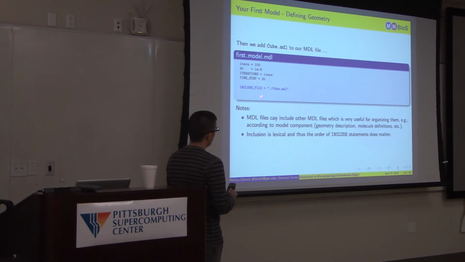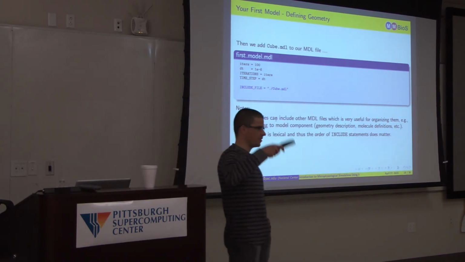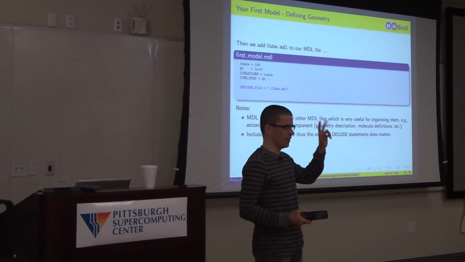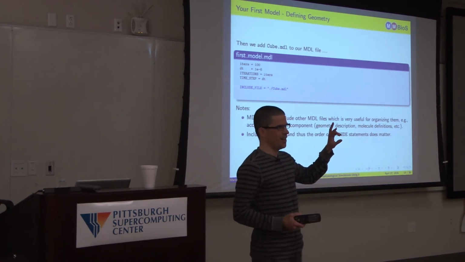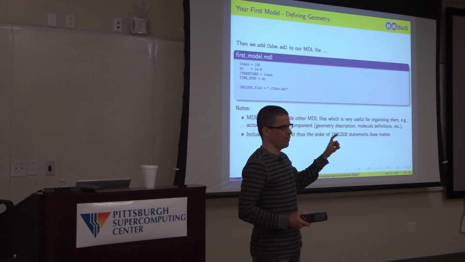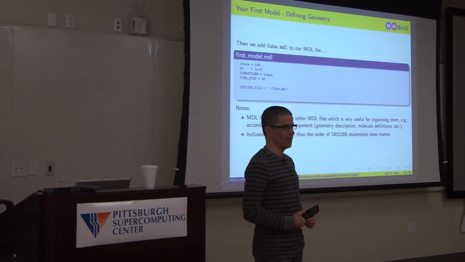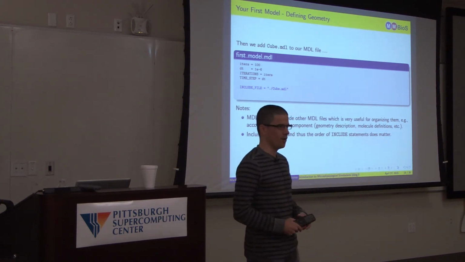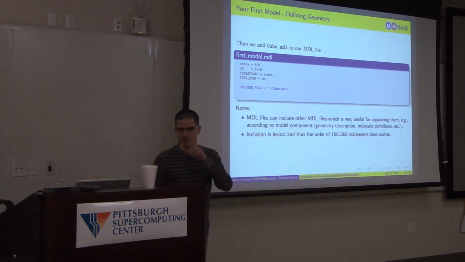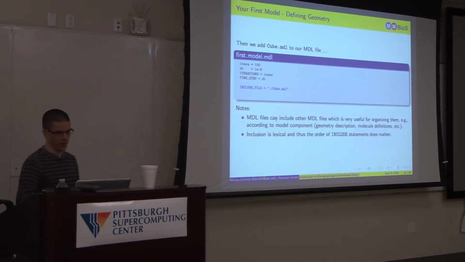There's one small comment I should make. These includes are lexical. So basically, these things are included when the parser encounters them. So there's a little bit of an ordering dependence. You can't define your reactions before you have defined your molecules. MCell has to know about the molecules first. Otherwise, it doesn't know how to do reactions with molecules that it doesn't know about. So you have to just watch out for that, but it's usually fairly obvious how to do that.